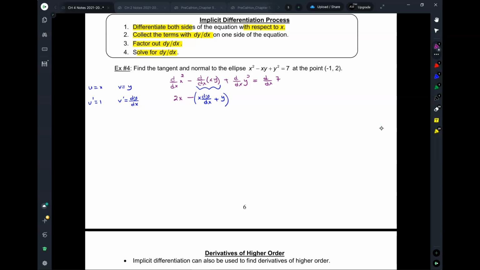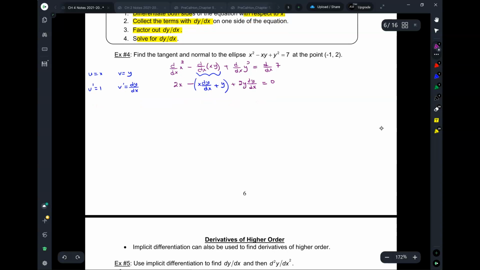Now, happily moving along. d dx of y squared. What do we get? What do we get? Oh, look at you guys. Equal to 2y dy dx. Fabulous. Okay, let's distribute that negative. 2x minus x dy dx minus y plus 2y dy dx.